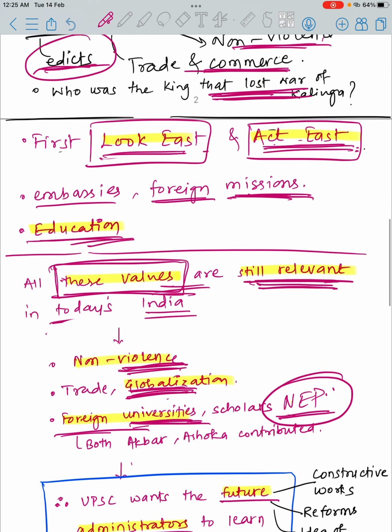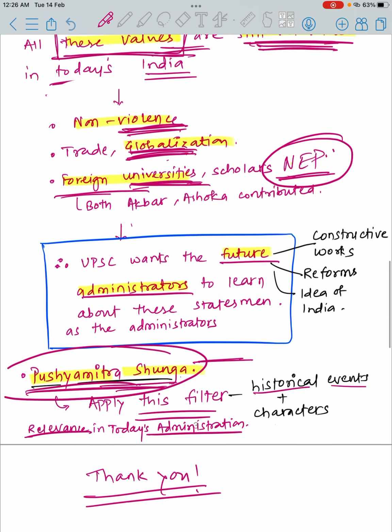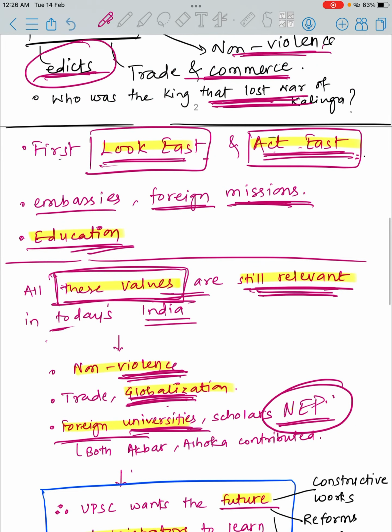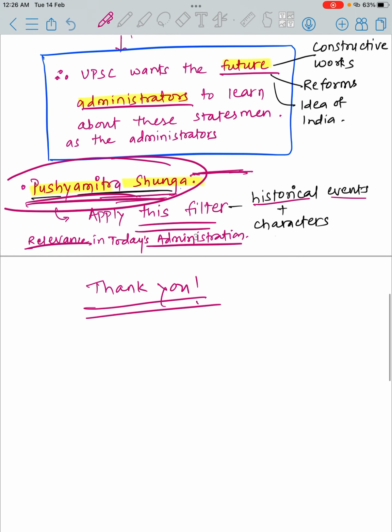So all these values and reforms are relevant today, and UPSC wants us, the aspirants, to study these characters and statesmen, because as future administrators we have to learn from them and not from some political leader or political hero in history. For example, Pushyamitra Shunga was a very great political leader of his times, but how many times does Pushyamitra Shunga appear in prelims or mains? Maybe zero times. Or who was the king that lost the Kalinga war against Ashoka? Maybe nobody knows. Maybe because the king did not contribute positively and constructively, or with reforms, in his contemporary society. That is why UPSC doesn't ask about such characters.